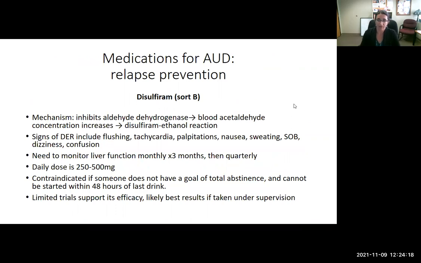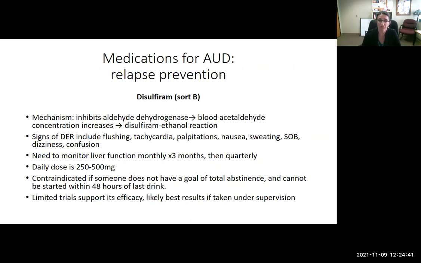And then this medication, disulfiram, otherwise known as Antabuse. Again, this one has been around for a long time, doesn't have such good evidence. It inhibits aldehyde dehydrogenase and creates that awful reaction if someone comes into contact with any alcohol. Signs of this can include flushing, tachycardia, palpitations, nausea, dizziness, confusion.